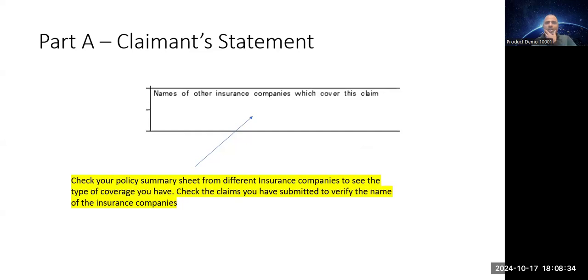Now, part A, claimant statement. Again, you need to declare the name of the insurance companies which cover these claims. If you have more than one policy, you will need to list all the insurance companies that you have policies with. You may check your policy summary page to see which other policies you might have so that you can list the information over here.